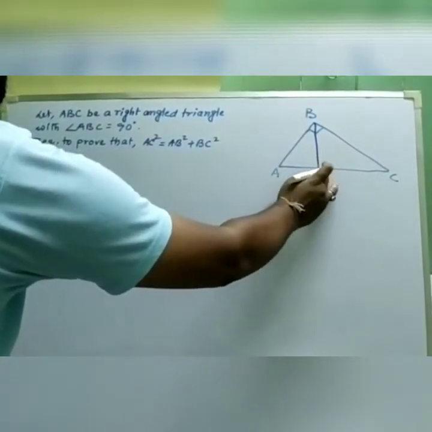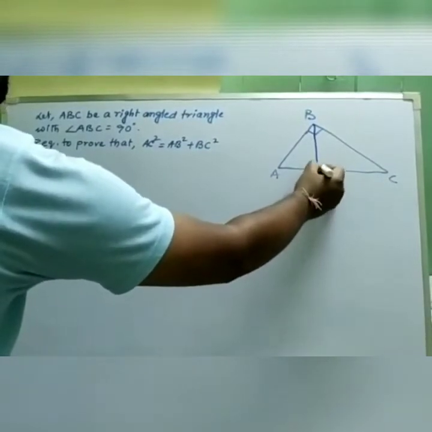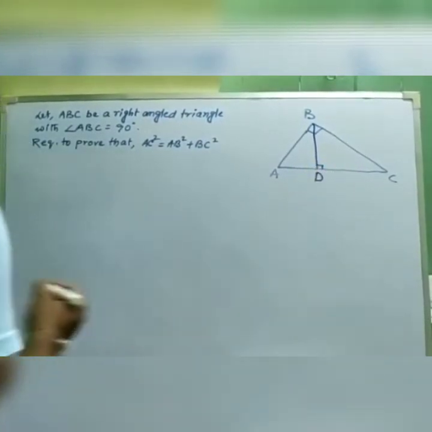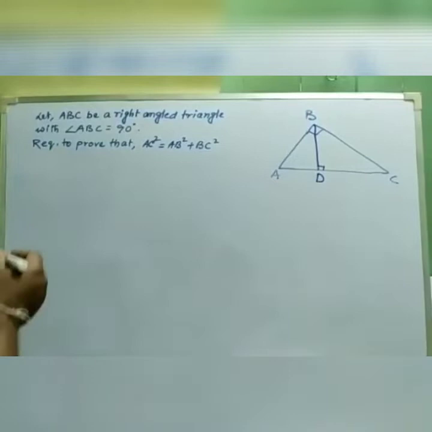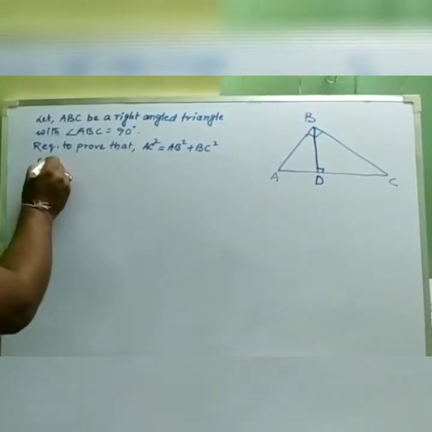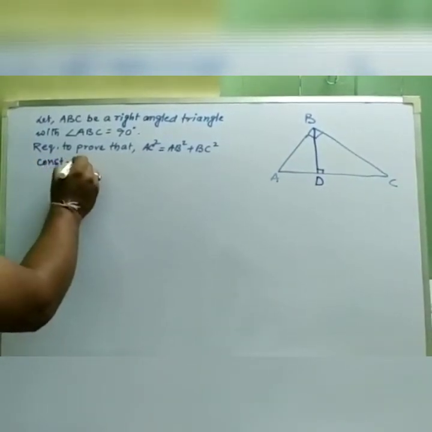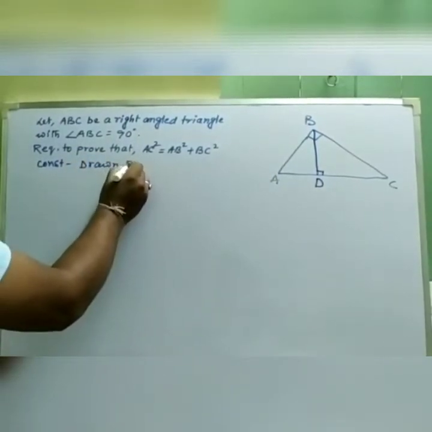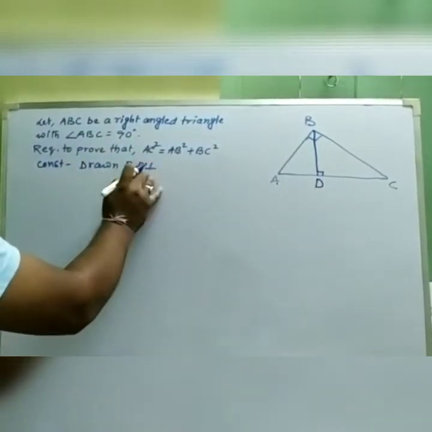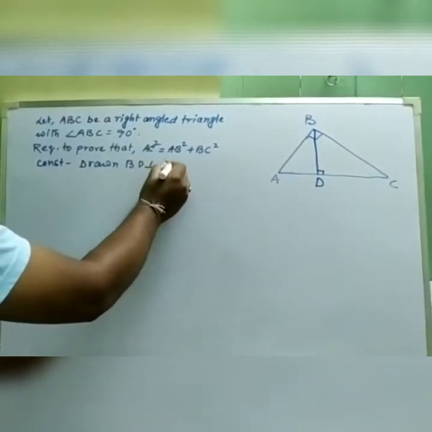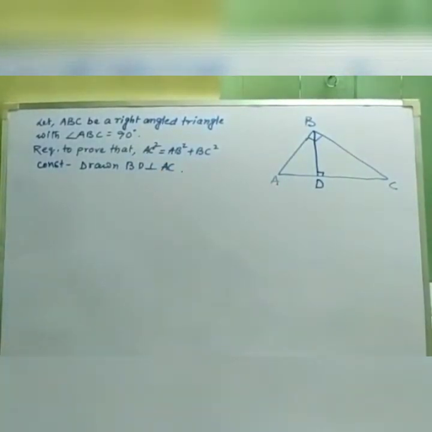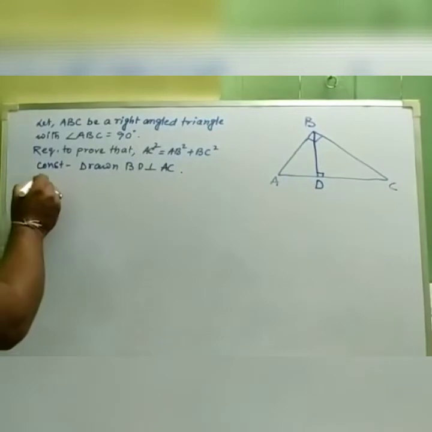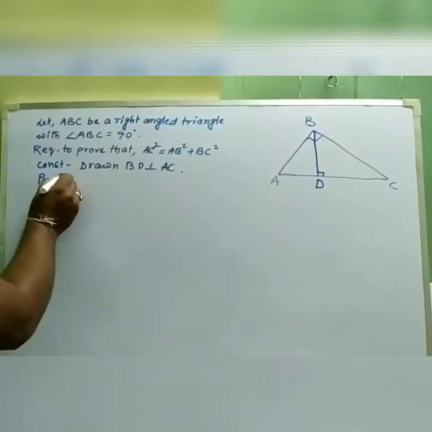So BD is the perpendicular. That BD we have drawn as perpendicular. So that's the construction that we need to write. The construction is: draw BD perpendicular to AC. Okay, so we have drawn BD perpendicular to AC. Now let's go for the proof.